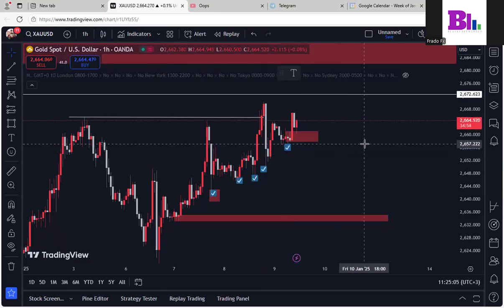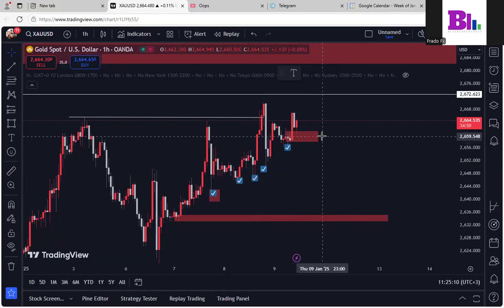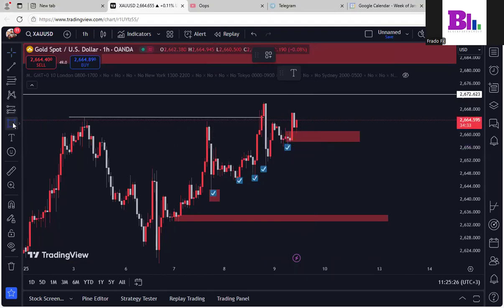So we cannot say that we have to sell before this has been broken. It has been mitigated, but we are waiting for it to be flipped. The price must come down here and flip this one. That is where we can start thinking of selling. Even though we could see we had a very nice movement coming down, that was because we had a minor order block above.